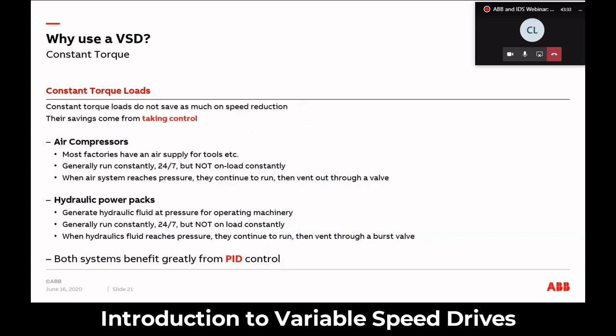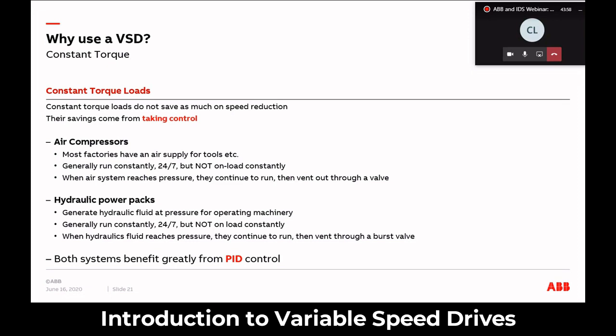And from that, by altering the speed, you may have a slight, small energy saving, but not as great as what you get on a variable torque. Constant torque loads in essence do not save as much on speed reduction, and where their savings come from is actually taking control of the system.